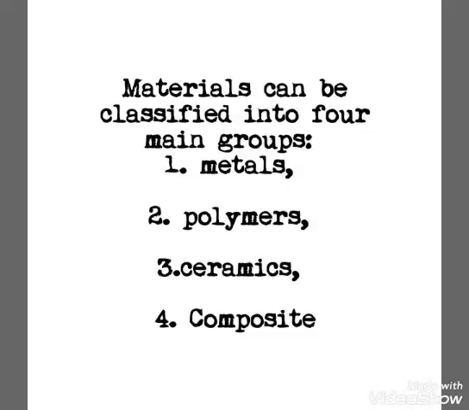Metal type materials. Materials can be classified into four main groups. One is metals, two is polymer, three is ceramic, four is composite. These are the four main type classifications. Apart from this, other categories of materials are also used. We will discuss this also. But mainly metals, polymer, ceramic, composite we are using.